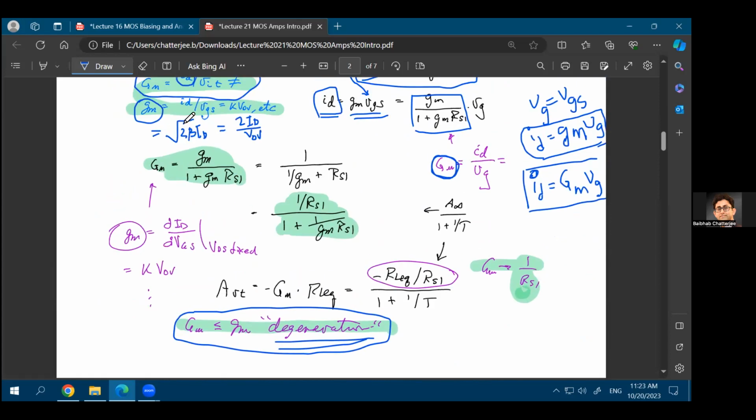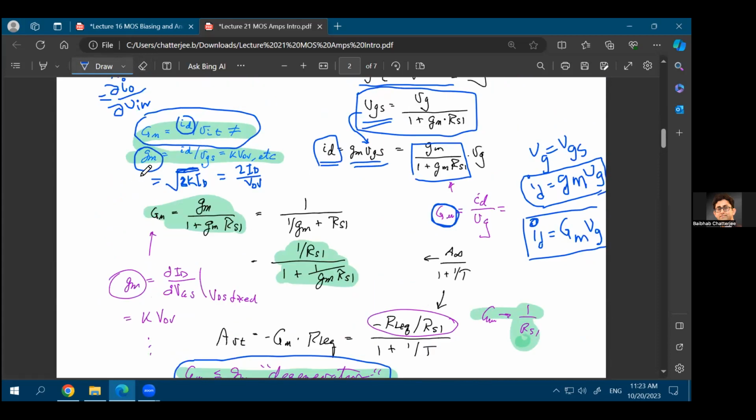Oh, here. That beta is also equal to K. Sorry, I should write K, because when we discussed this in class, we called it K. So square root of twice K times ID, or 2 times ID divided by VOV, or K times VOV. All of them represent this small gm, which is the transconductance of the MOSFET.